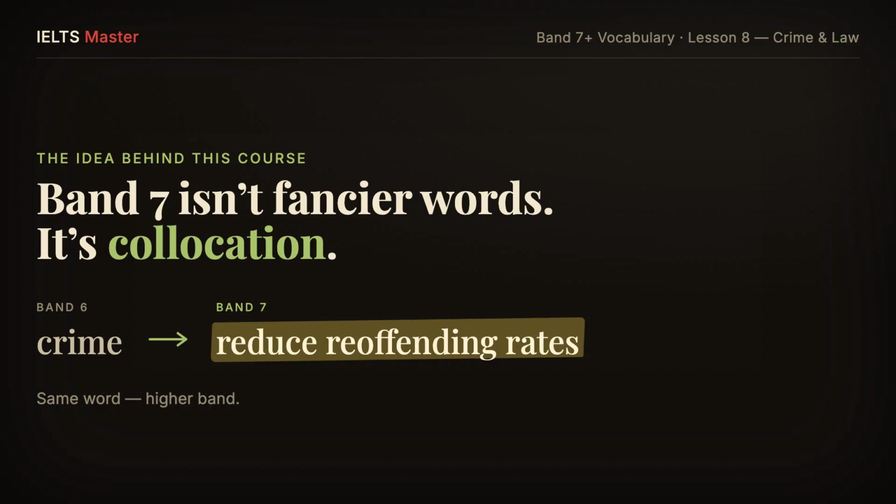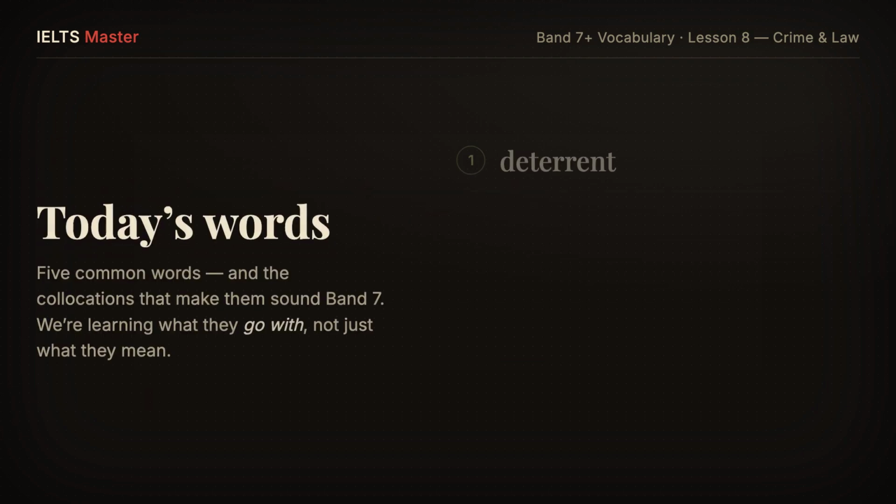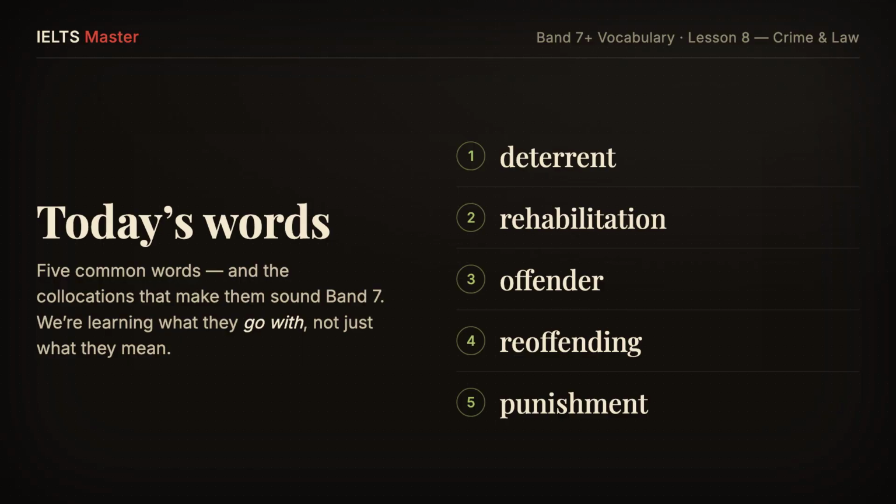So for every word today, we'll look at the definition and 2 example sentences, then the collocations that make it sound natural, and exactly when to use them. And at the end, you'll get one small action step. Ready? Let's go. So, what are today's 5 words? They are deterrent, rehabilitation, offender, reoffending, and punishment.